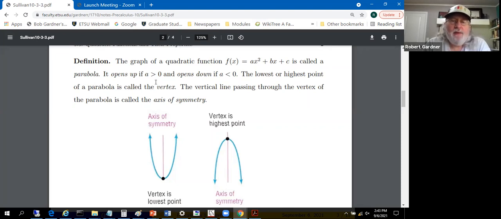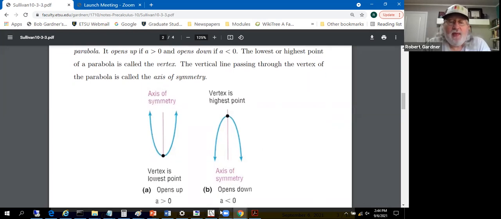It opens up if a is positive, that is, a is greater than 0. It opens down if a is less than 0, if a is negative. The lowest or highest point on the graph is called a vertex. Here we've got one opening upward. It must be the situation here on the left that a is positive. The leading coefficient is positive, so we get open upward. Here's the vertex. It would be the lowest point on this parabola. Here the vertex is the highest point on the parabola. Here it must be that a is negative and the parabola opens downward.